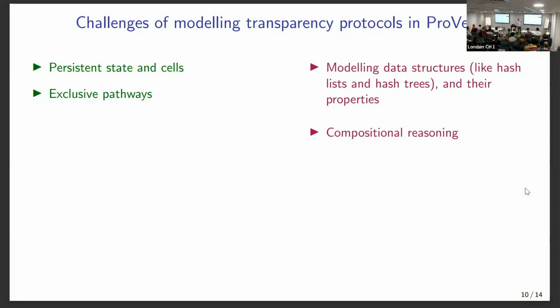And another aspect is exclusive pathways. Sometimes you want to say that this particular pathway can only be taken once. I've got an example of that.